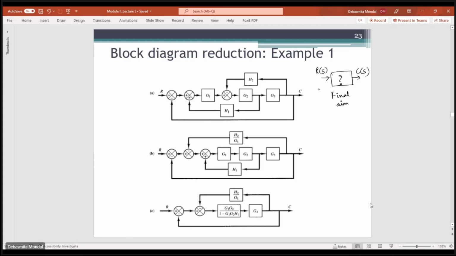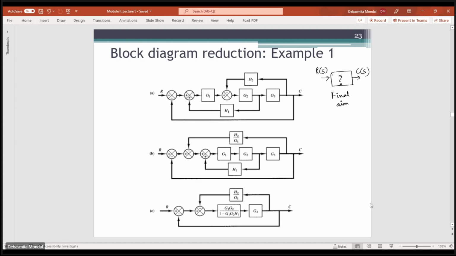So in the first case, what you can do is move this takeoff point beyond, move this takeoff point to here. If you move this takeoff point over here, then G2 and G3 will be in series, and so you can combine the value of G2 and G3 and write it as G2 multiplied by G3. So let's see how this can be done in a different way.